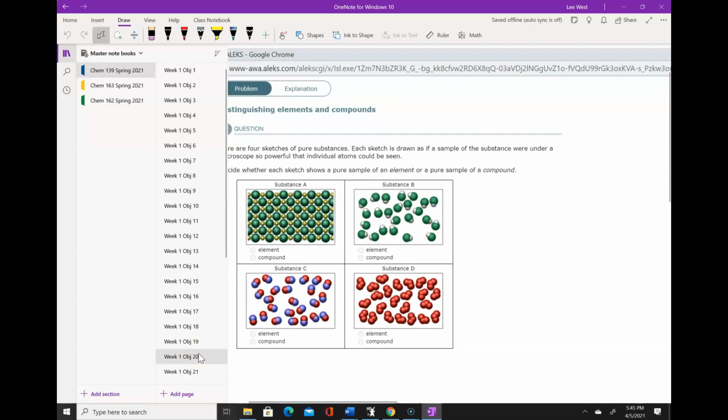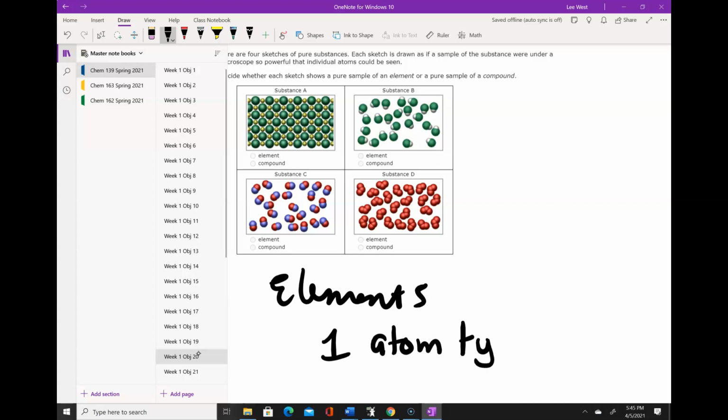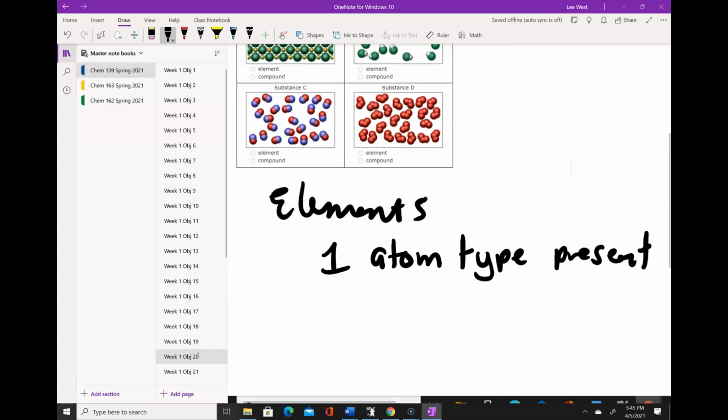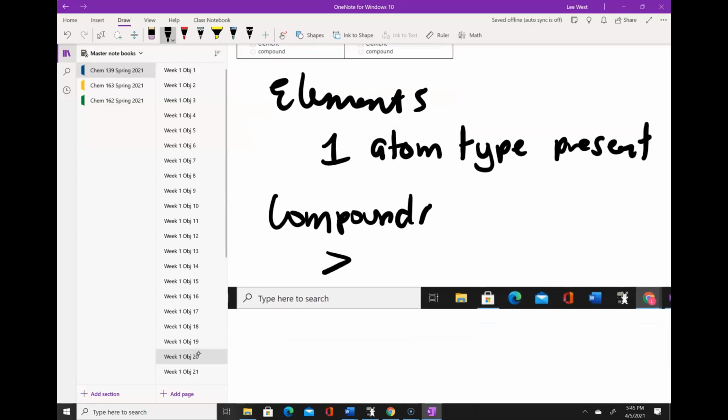Okay, distinguishing elements from compounds. So elements, one atom type present. Compounds, at least two atom types present. Okay.